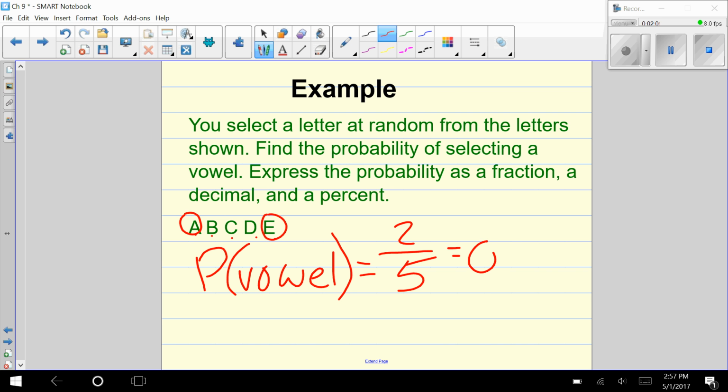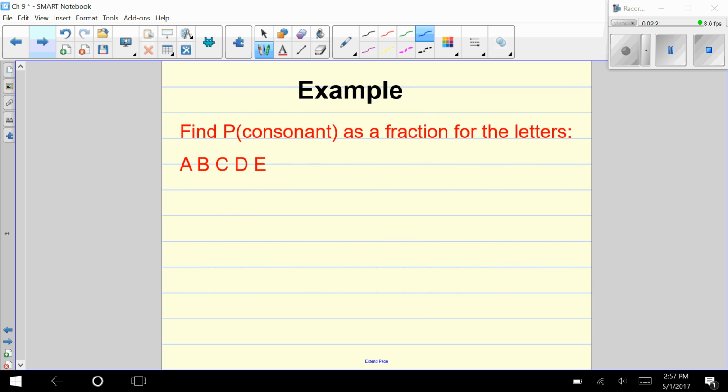As a decimal, that is 0.4. Remember, top divided by bottom of the fraction. And as a percent, that is 40%. If the directions do not tell you what way to write your probability, we generally go with the fraction. So try this one. Find the probability of a consonant as a fraction.